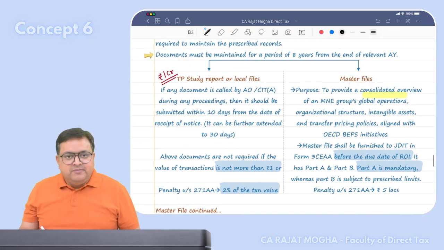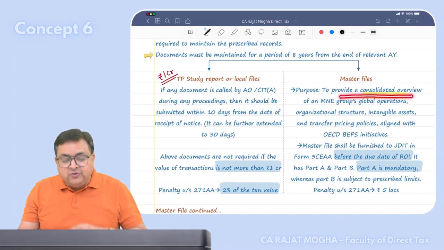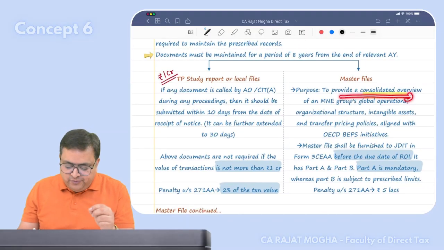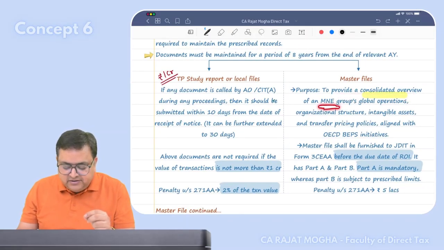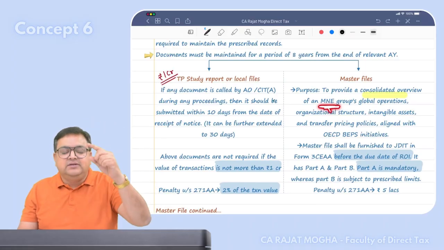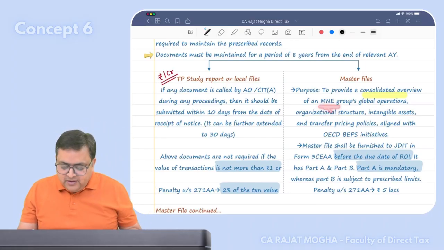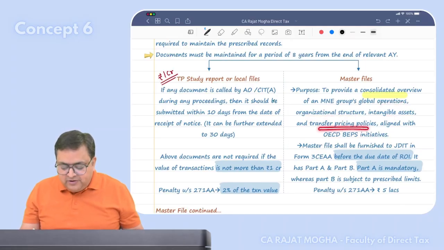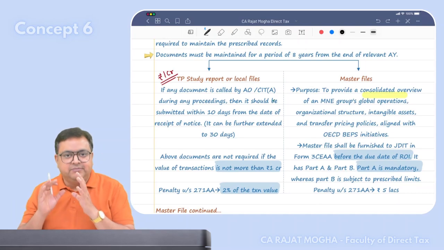So what is the purpose of the master file? To provide a consolidated overview of your international group, of the multinational enterprise, so that we can get an overview about their global operations, their organizational structure, the assets which they have, tangible and intangible, and their transfer pricing policies, which are aligned to the OECD BEPS initiative. So this is the purpose.